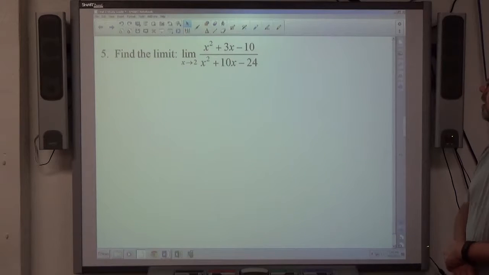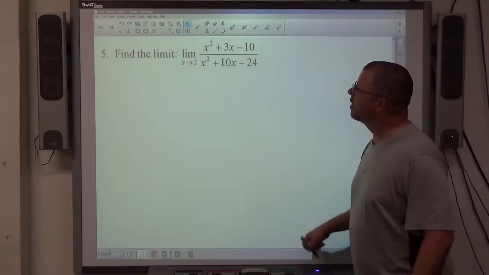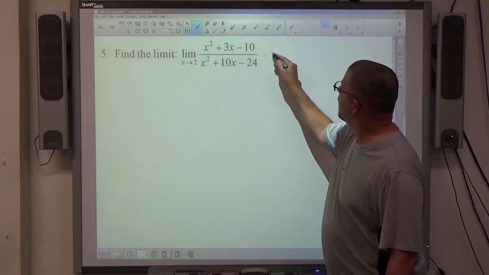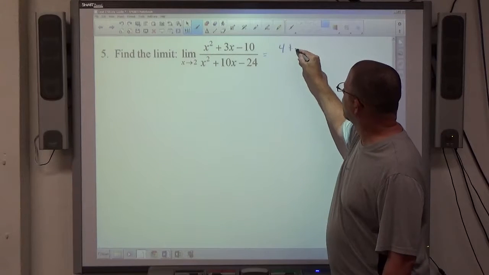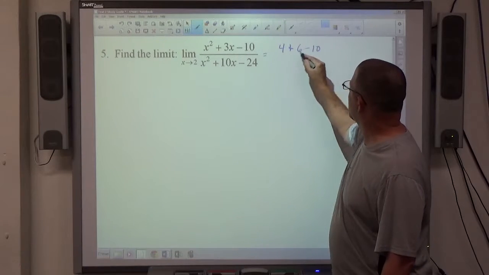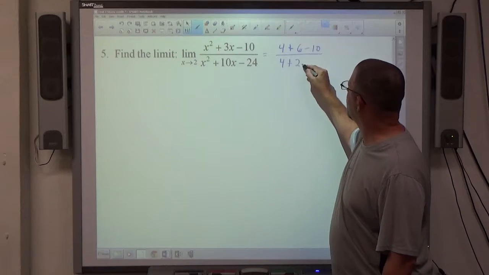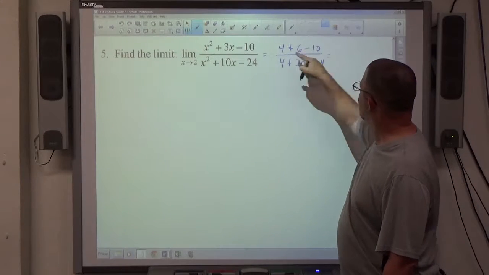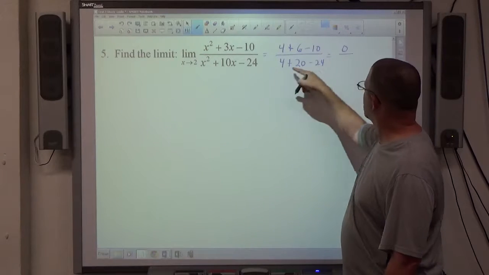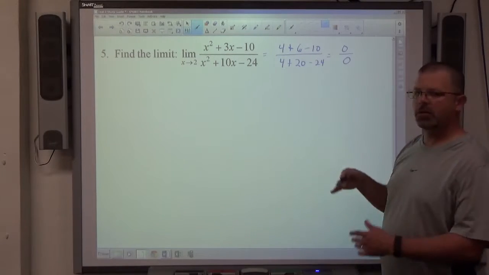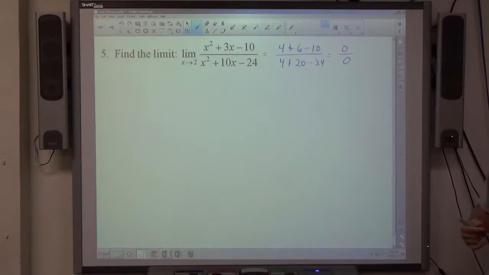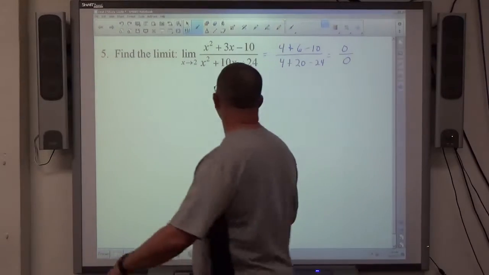Number 5, same deal here. If I try to stick 2 in for x, I'm going to get 2 squared is 4, 3 times 2 is 6, minus 10 on top. 2 squared is 4, plus 2 times 10 is 20, minus 24 on the bottom. 10 minus 10 on top is 0. 24 minus 24 on the bottom is 0. I get an indeterminate form, which means I need to rely on algebra now.